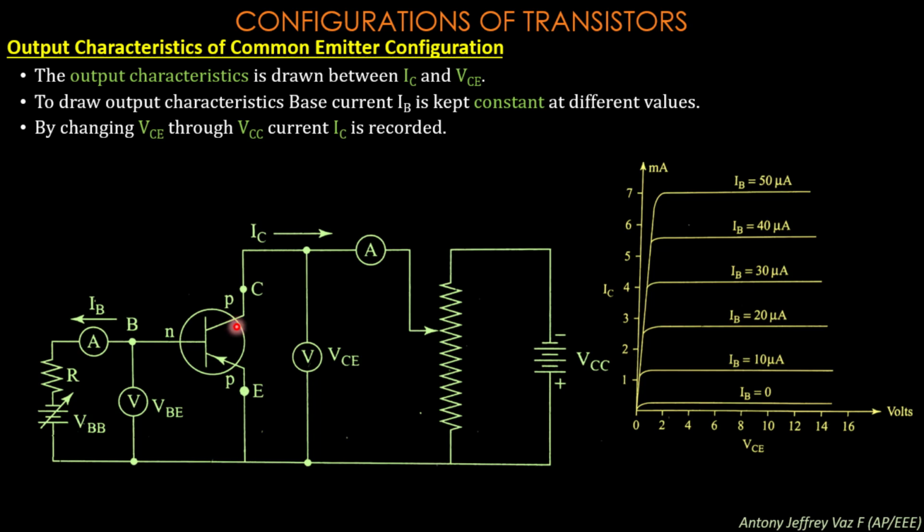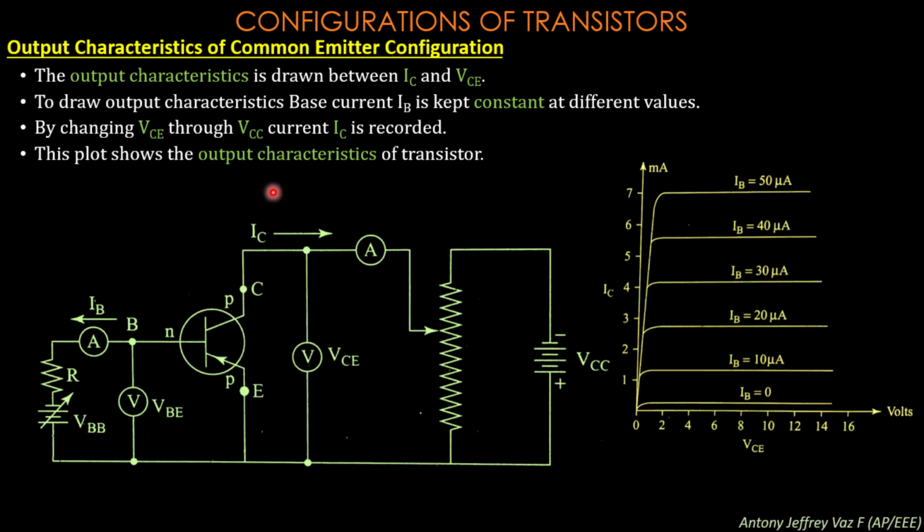Once it is done, you need to repeat the steps. You are going to change the voltage VCE through VCC and record the current IC. So similarly, you again move through 2, 4, 6, 8, 10, 12, 14, 16 across the VCE voltage and record the current values. Then you can plot a graph like this. So repeat the same procedure for all these base currents, record these values, and you can draw the output characteristics of common emitter configuration.